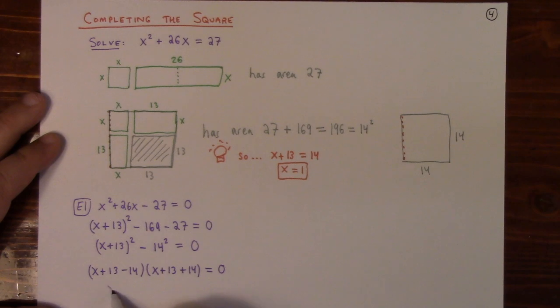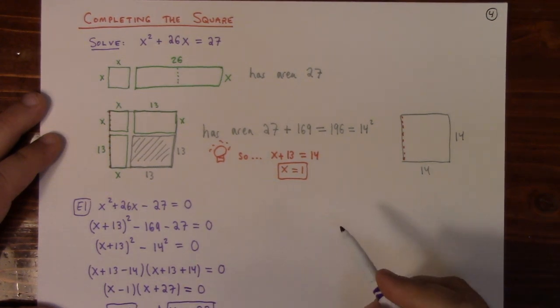So what do we have? We've got x minus 1 times x plus 27. So then by the factor theorem, or whatever you want to say, the solutions then are x equals 1, and the other solution that the medieval folks would ignore, minus 27. So that's completing the square.